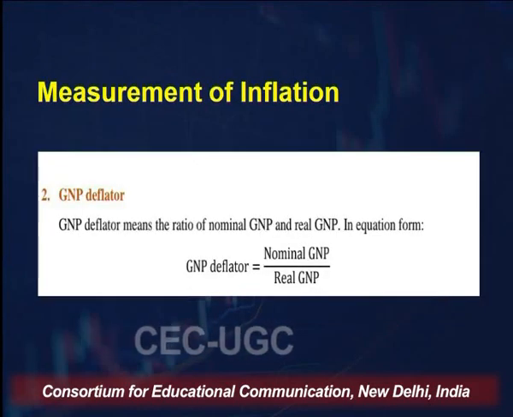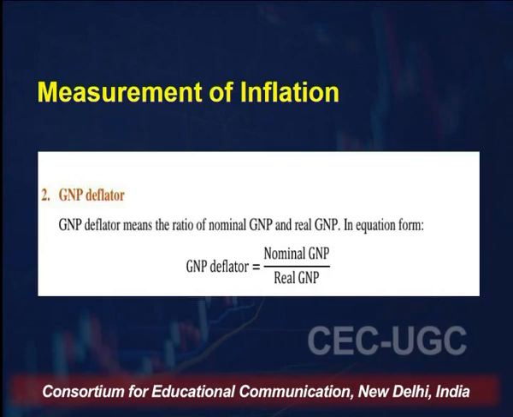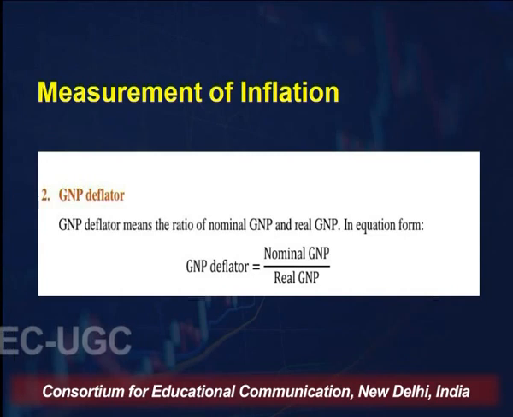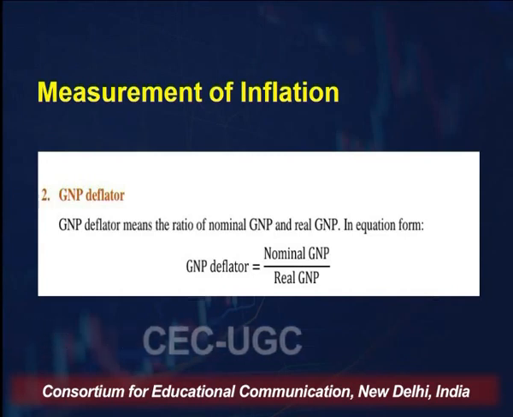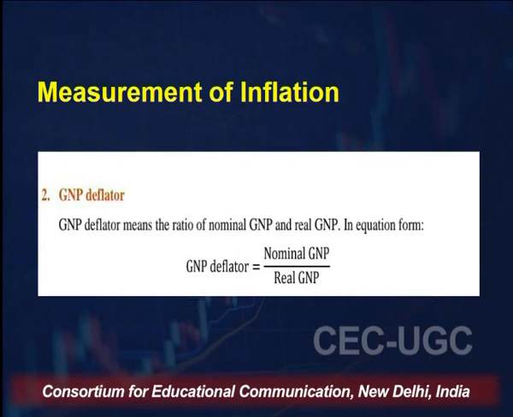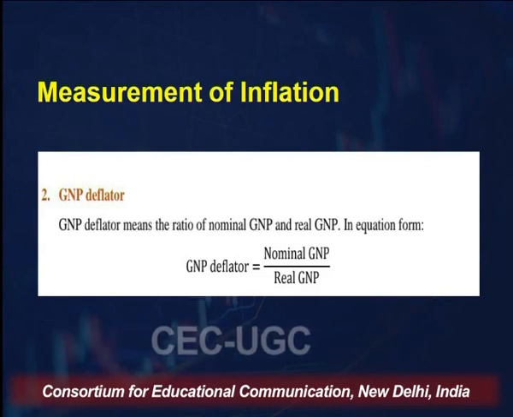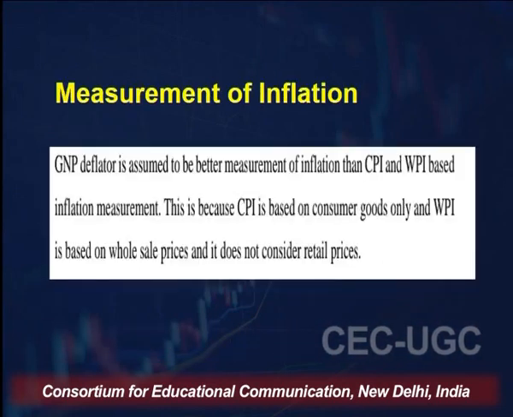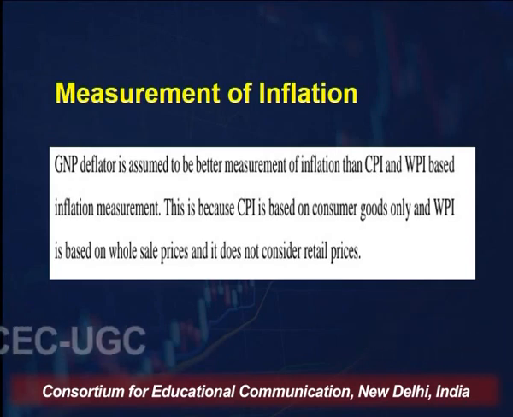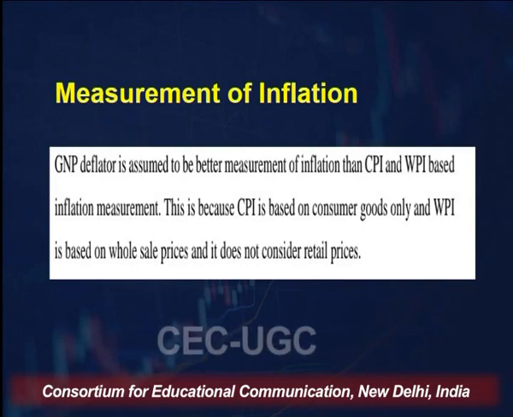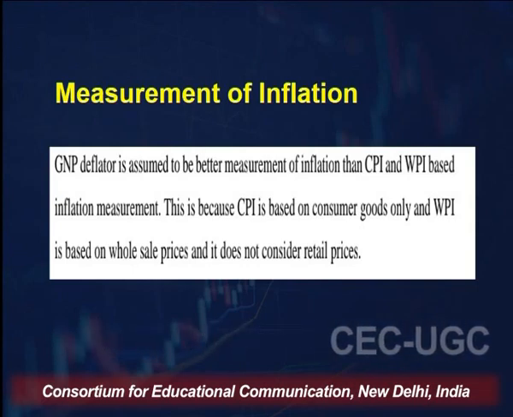Now, another way is the GNP deflator. GNP deflator means the ratio of nominal GNP and real GNP, and in equation form, GNP deflator is equal to nominal GNP divided by real GNP. Nominal is in terms of money, when we calculate in money terms it is nominal GNP. GNP deflator is assumed to be a better measurement of inflation than CPI and WPI based inflation measurement.